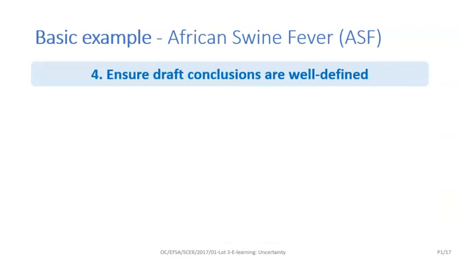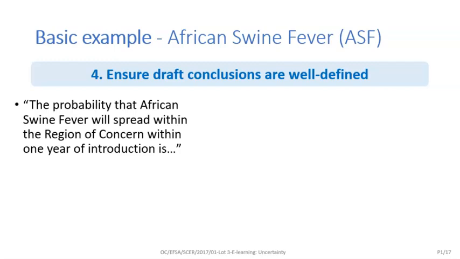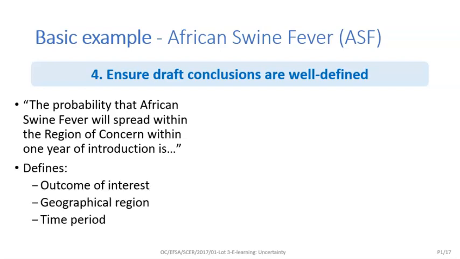The fourth step is to ensure draft conclusions are well defined. The panel drafted its conclusion in this form: the probability that African swine fever will spread within the region of concern within 1 year of introduction is, and then added their assessment of the probability. This wording defines the outcome of interest, the geographical region, and the time period.